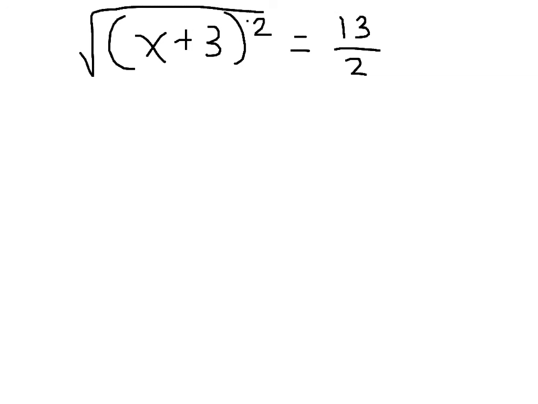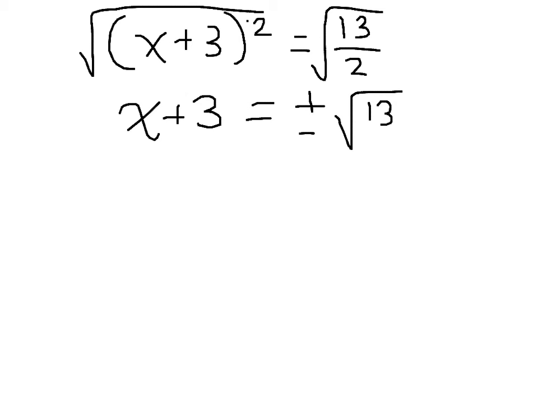The next step is going to be to take the square root of both sides so that I can unsquare it and get x by itself. So we have x plus 3 equals, and whenever we take the square root of something that has an x squared in it, we generate a plus or a minus. So I have plus or minus the square root of 13 over 2 on the right hand side.